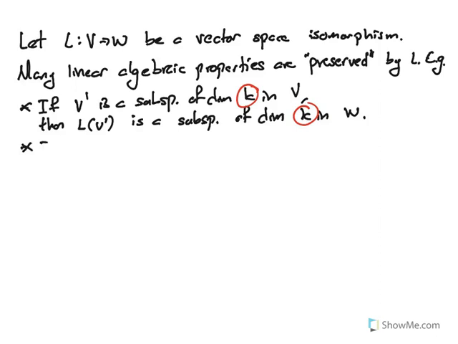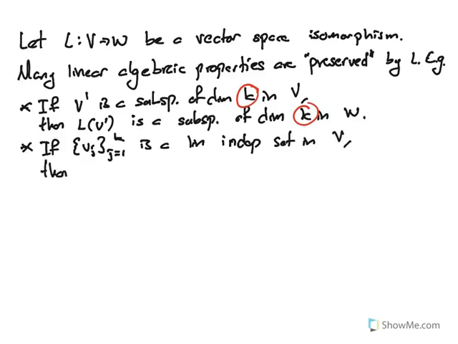Now, if you have a set of linearly independent vectors in V, then L maps them to a set of linearly independent vectors in W. So if the Vj form a linearly independent set in V, then the images of these vectors form a linearly independent set in W.